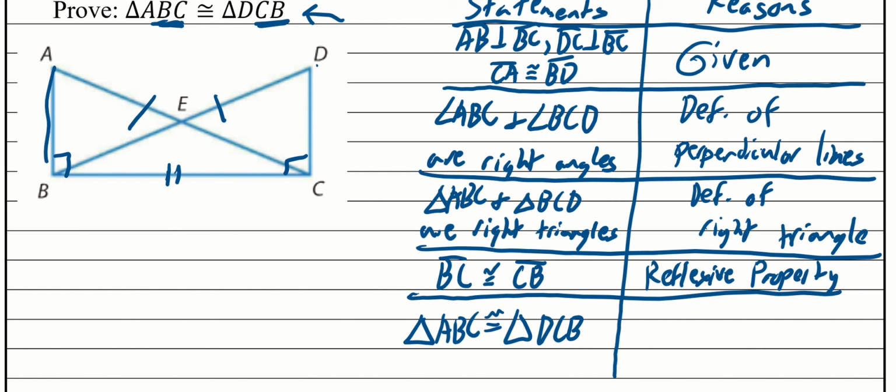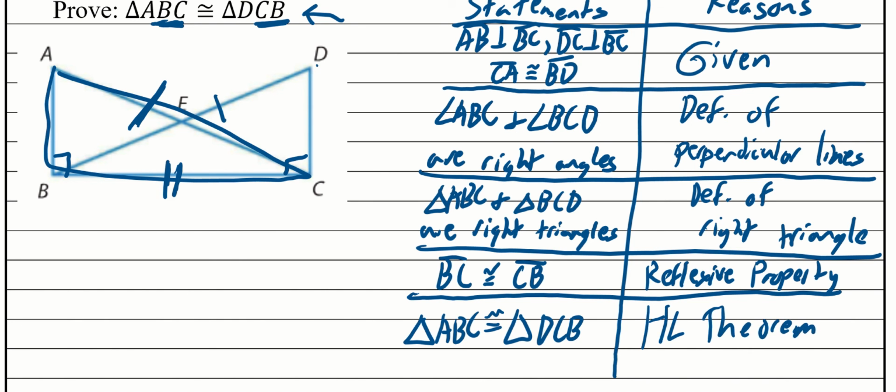Well, notice I've said that these triangles are right triangles. I've got the hypotenuse of each triangle, and I've got a leg of each triangle, so this does match the hypotenuse leg theorem. We don't have any other theorems with right triangles, so if you've said somewhere that you have a right angle or a right triangle, it's a fairly good bet that hypotenuse leg is going to be the one that you use. So just keep that in mind as you're working through those problems.